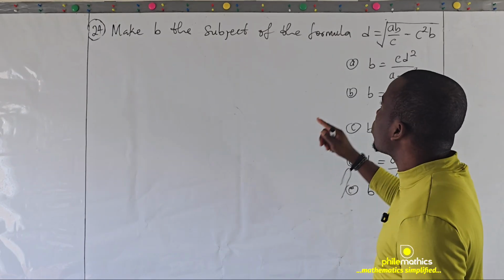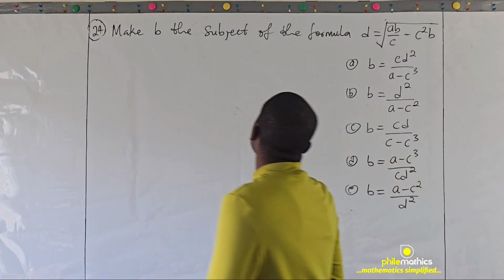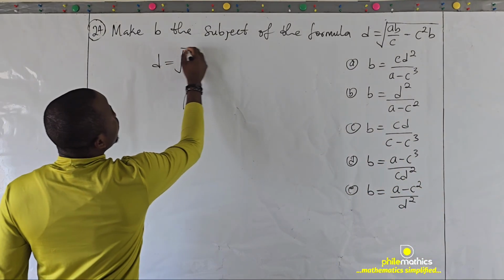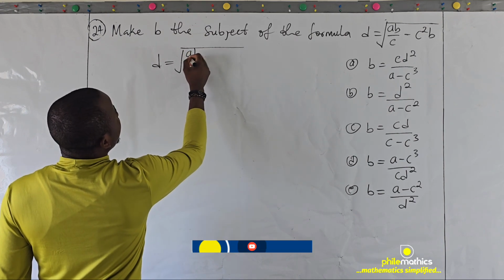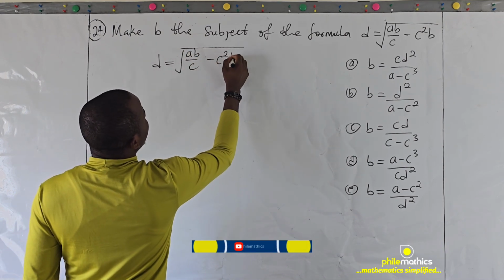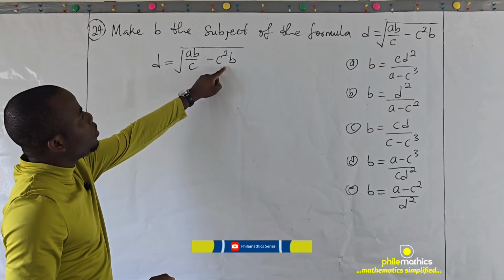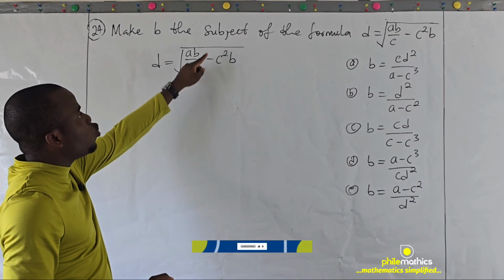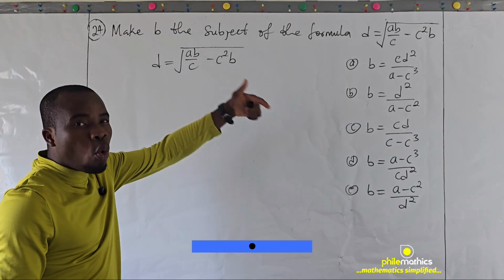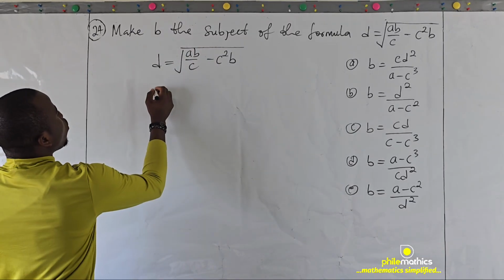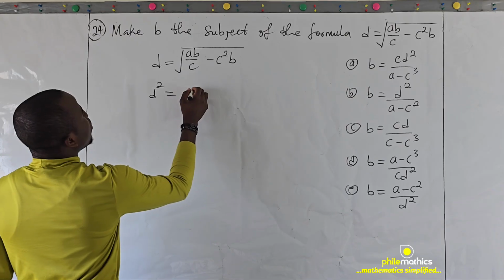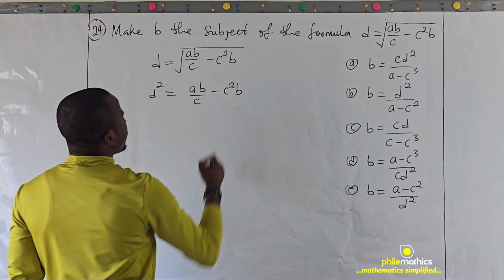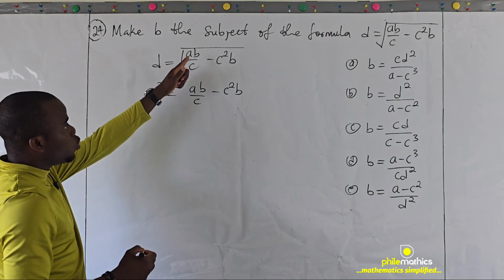Make B the subject of formula in this equation. So we have D to be square root of AB over C minus C square B. So this is where B is. Want to make it the subject of formula. So the first thing you want to do is to remove this root sign by taking the square of both sides. So D square will be AB over C minus C square B. We have now removed the square root.